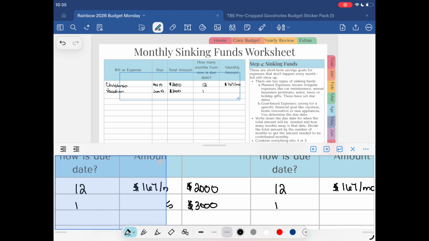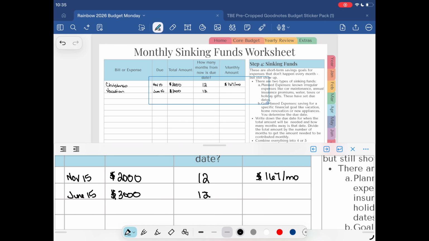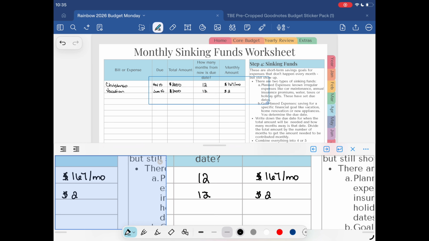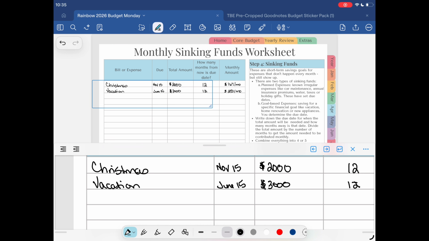So how many months from the due date? So we'll start saving right away for that. So 12 months. And that's $250 a month for that sinking fund. Then we have family. So this is for things like gifts, kids' birthdays, sports, and yearly subscriptions.